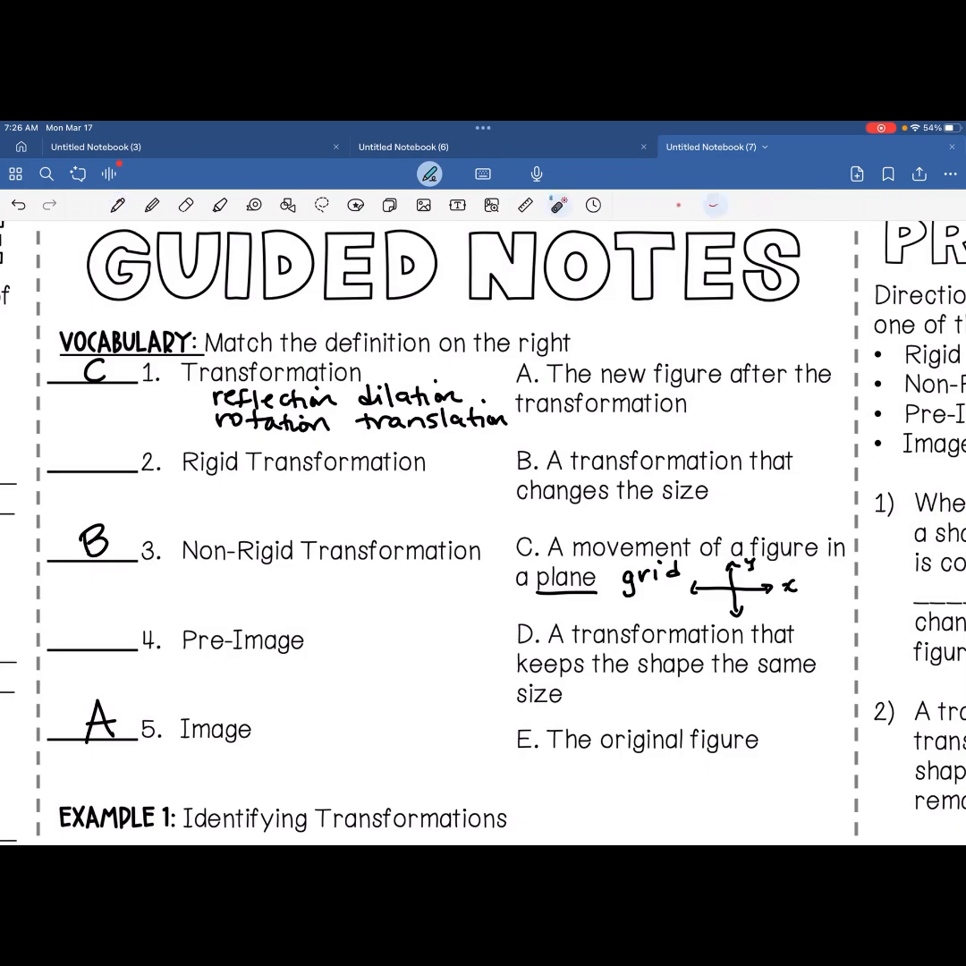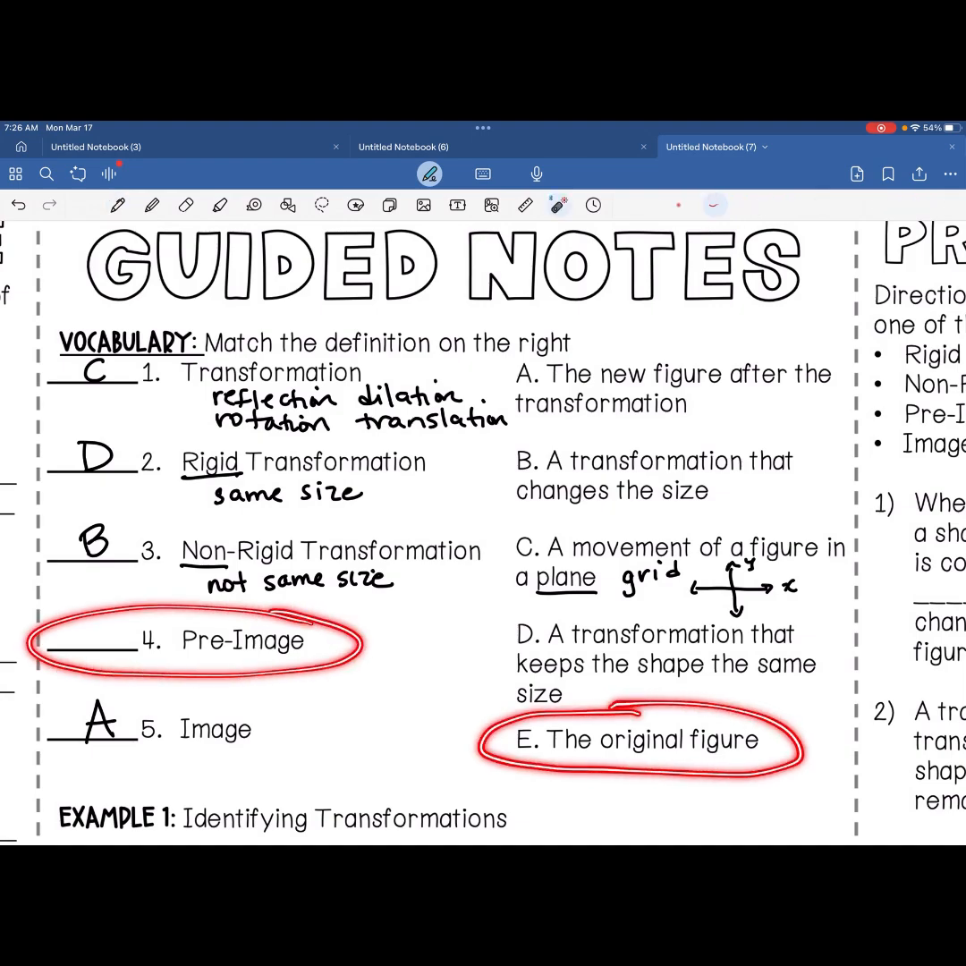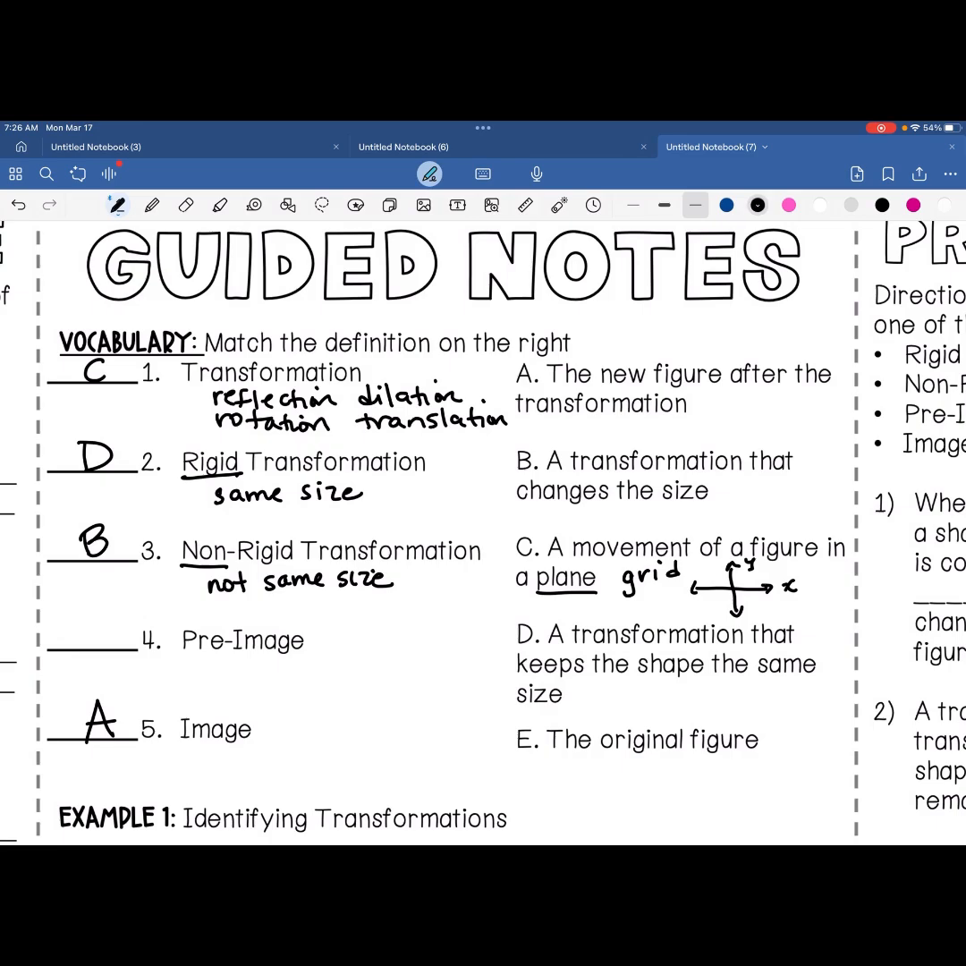Okay, so now we're going to go to this D. A transformation that keeps the shape the same size is called a rigid transformation. So non-rigid, not same size. Rigid, same size. And then the original figure right here is called a pre-image. Think about the word pre as like before. Okay, so now we have some definitions under our belt.